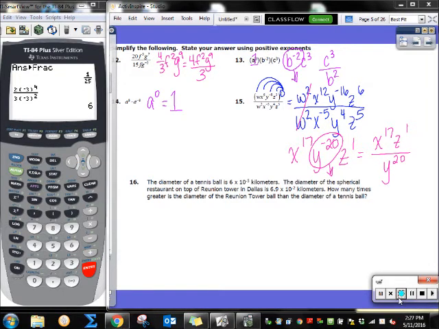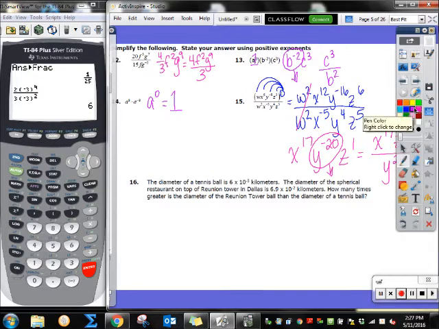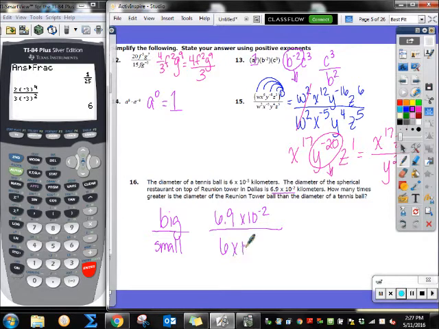In number 16, we are comparing the size of a tennis ball to the top of Reunion Tower. How many times greater is the diameter of Reunion Tower to the diameter of the tennis ball? So if we are comparing, we want to know how many times larger it is. So that means we need to put the one that is bigger on top over the one that is smaller. So we know that Reunion Tower is bigger, so I know that 6.9 times 10 to the negative second should be on top. Tennis ball is 6 times 10 to the negative fifth.